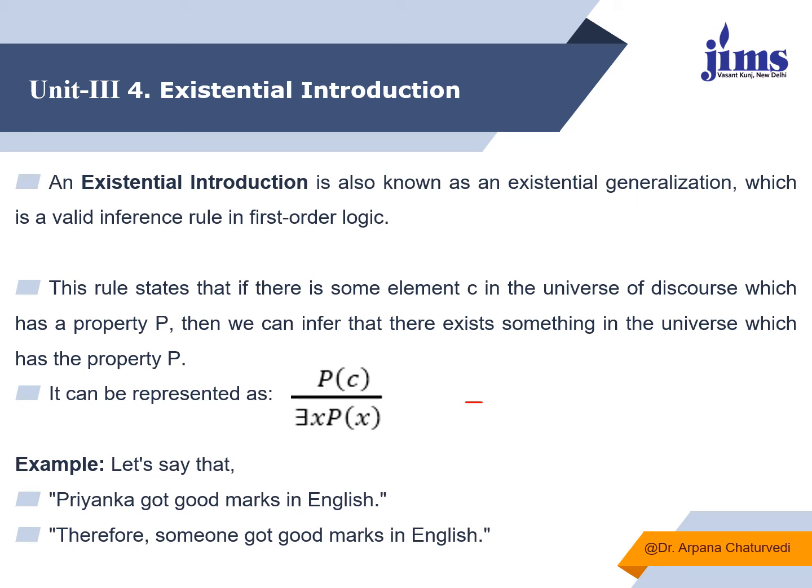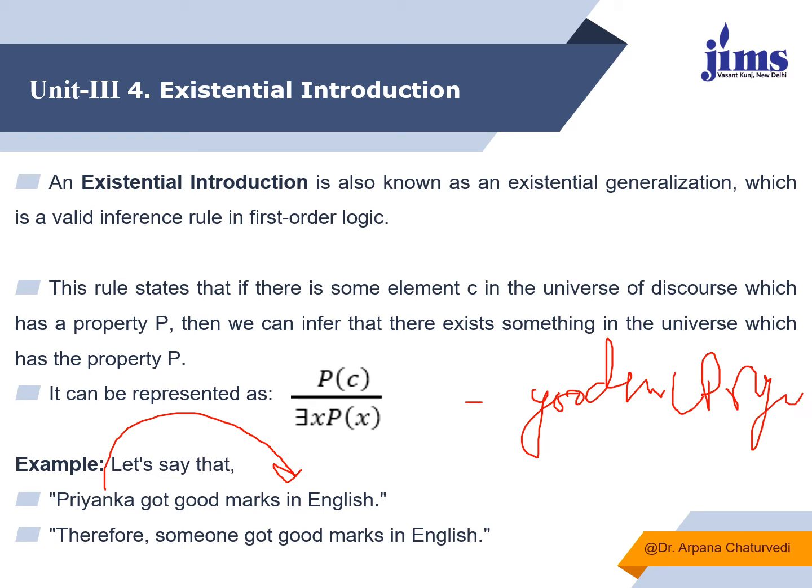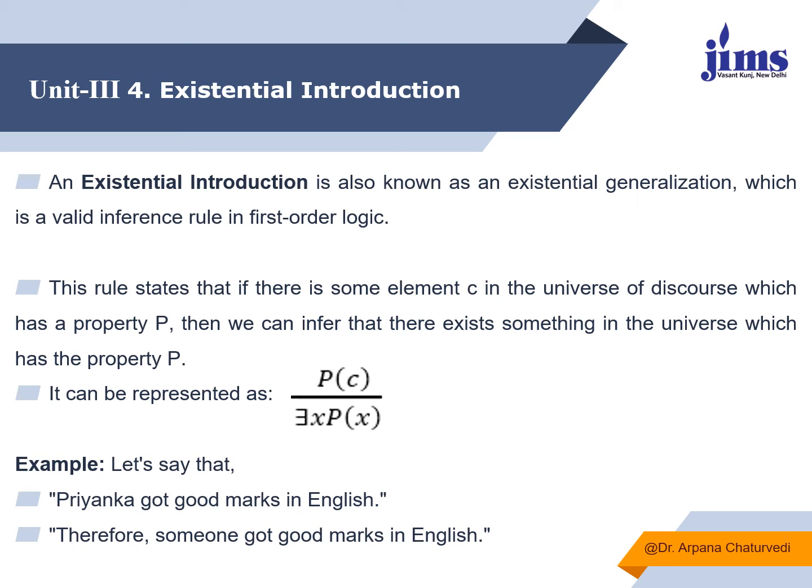For example, here I was saying Priyanka got good marks in English. But it's not like only Priyanka got good marks in English. There might be more students who got good marks in English. So instead of writing that good marks were got by Priyanka, I have generalized: there exists some student x such that x scored good marks. So this is generalization with respect to an existential statement.